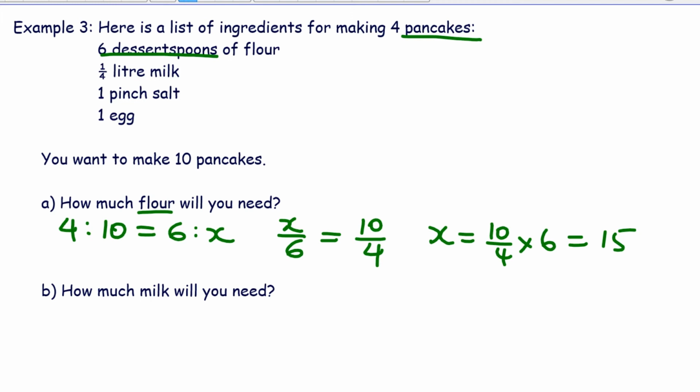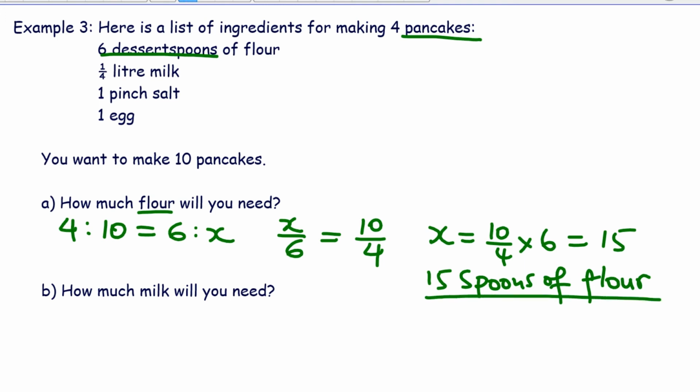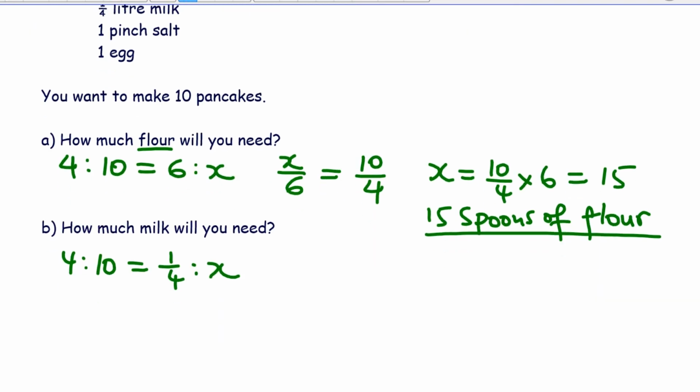So what we need is 15 dessert spoons of flour. Okay. And you can use the same method for milk. So you can just form an equation. 4 to 10 will be equal to how many liters of milk? A quarter to x. And then I'm going to just form an equation.